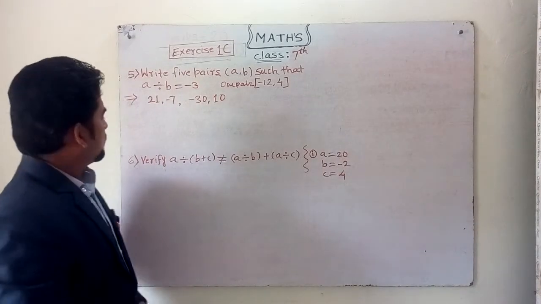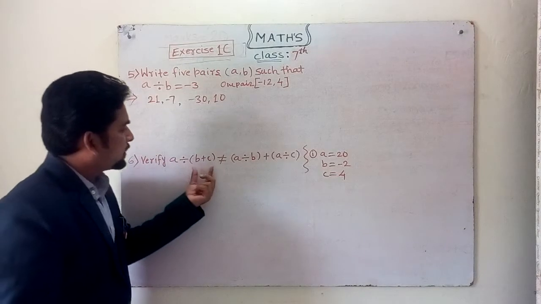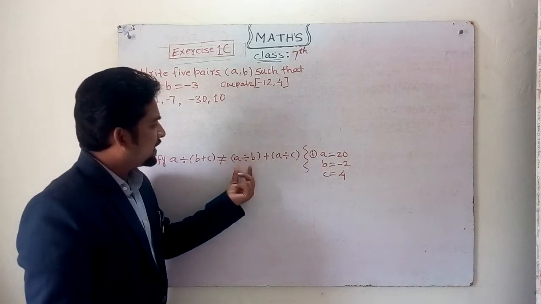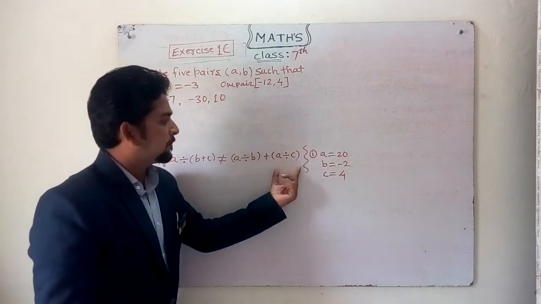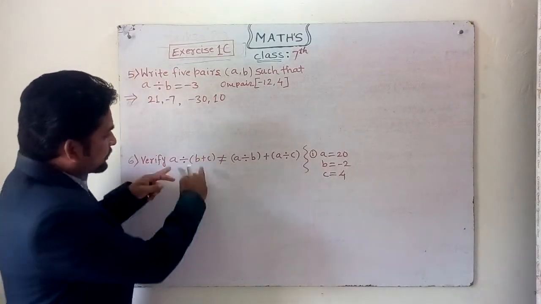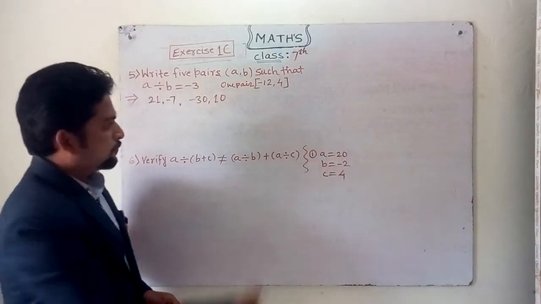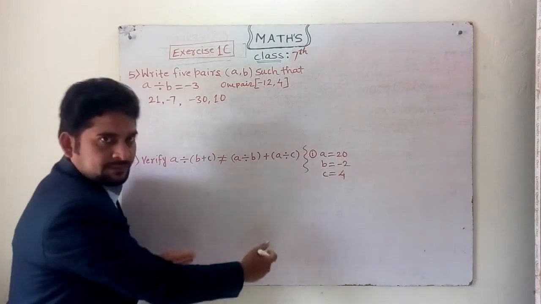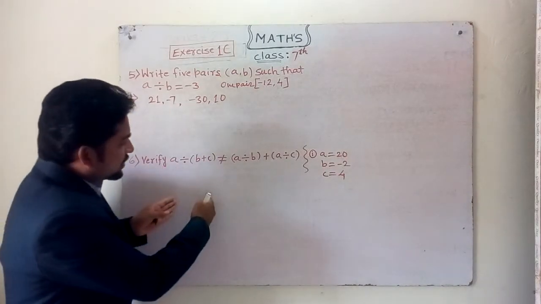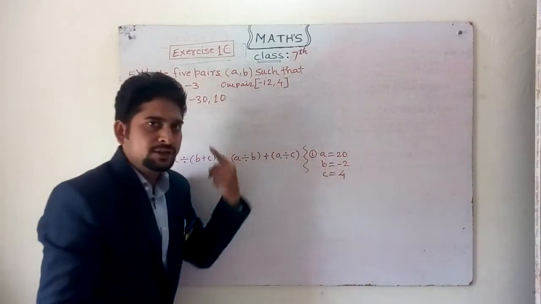Now question number 6 is: verify A divided by (B plus C) is not equal to (A divided by B) plus (A divided by C). See, we have to verify. The values of A, B and C are given, so we have to put these values in this format. Then what do we have to show? This side should not be equal to this side. That we have to show after putting the values.